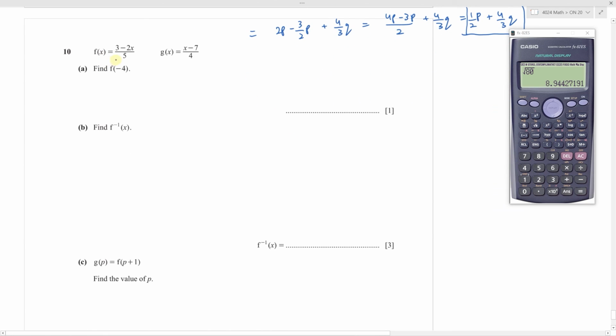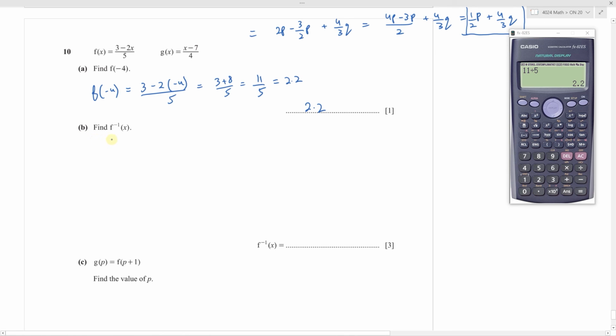Question number 10 is f of x is given and g of x, find f of minus 4. So f of minus 4 will be, you'll simply substitute minus 4 in place of x. So 3 minus 2 into minus 4 over 5. So this will be 3 plus 8 over 5, which is 11 divided by 5. So 11 divided by 5 is 2.2. So your answer here will be 2.2.